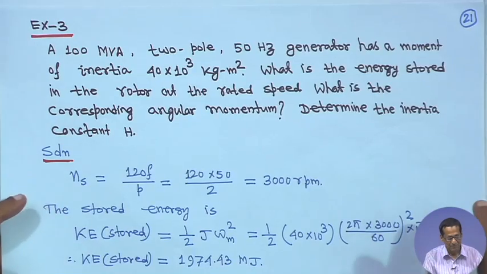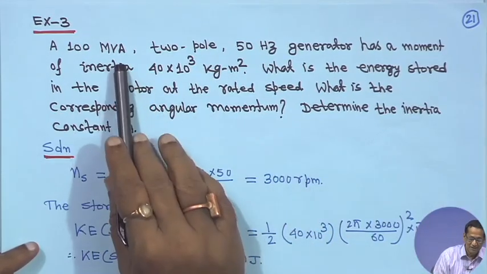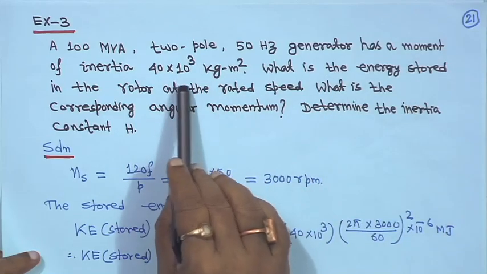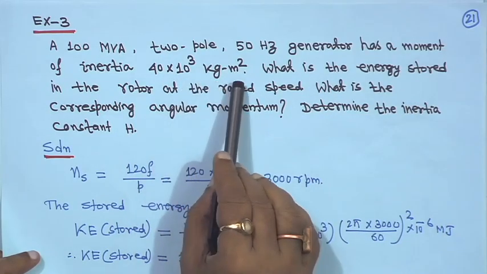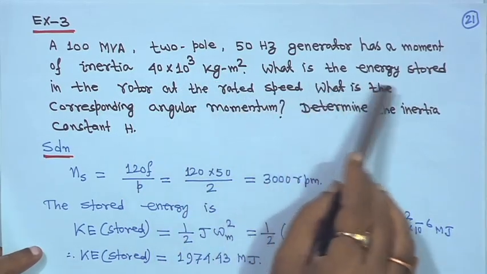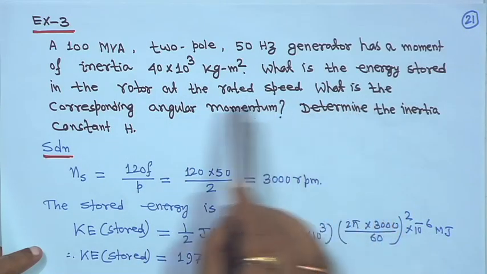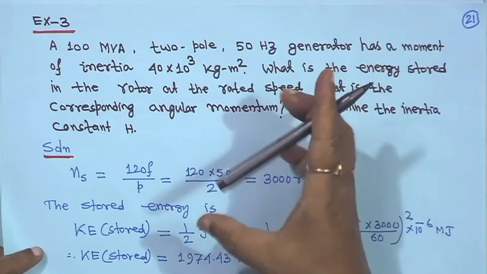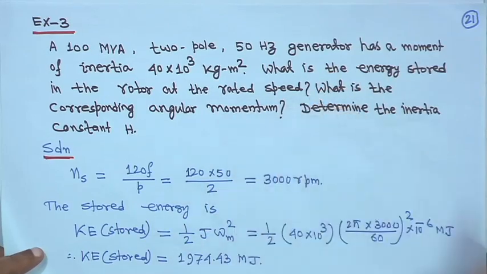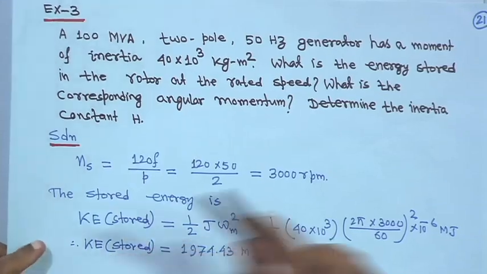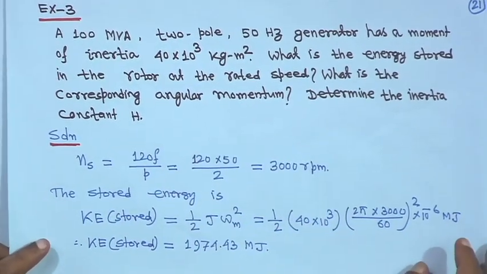So, example 3: a 100 MVA, 2 pole, 50 Hertz generator has a moment of inertia of 40 into 10 to the power 3 kg meter square. What is the energy stored in the rotor at the rated speed, what is the corresponding angular momentum, and you have to determine the inertia constant H. These three things you have to find.